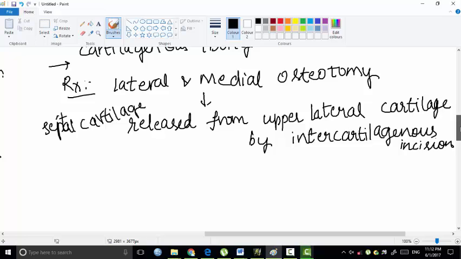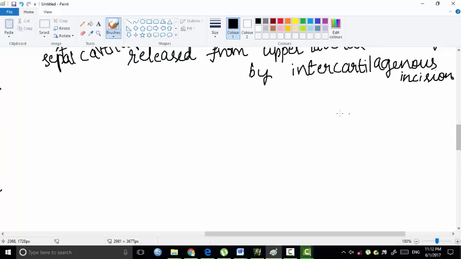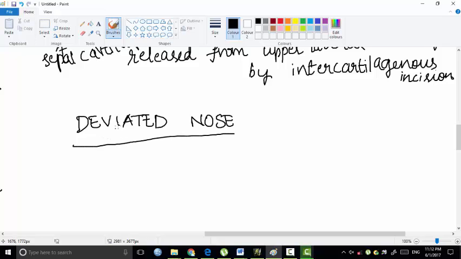Right? We give an intercartilaginous incision and we will release the septal cartilage. Now coming to one more deformity, which is deviated nose. Here the nasal dorsum is deviated from the midline. The nasal dorsum is S-shaped or C-shaped in a crooked nose. Here the nasal dorsum is deviated.